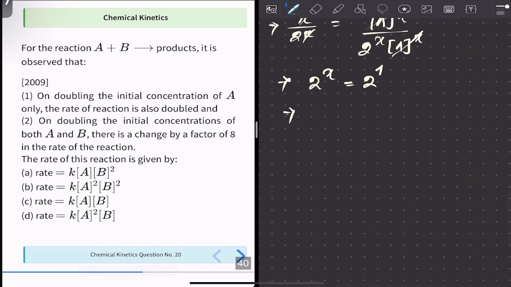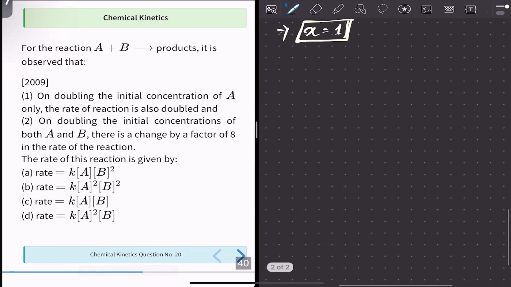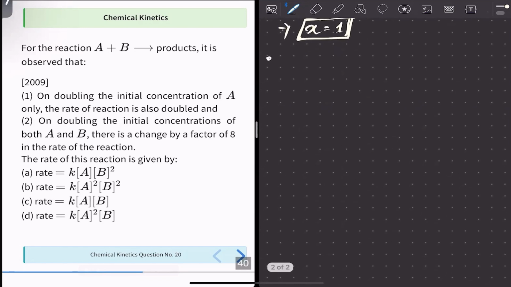So comparing these two, we get the value of X is equal to 1. Okay. So we got the value for X, which means A to the power 1 will be the answer for statement number 1. Okay. For statement number 2, on doubling the initial concentration of both A and B, there is a change by a factor of 8 in the rate of reaction.